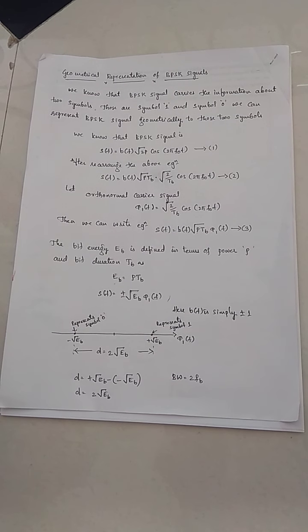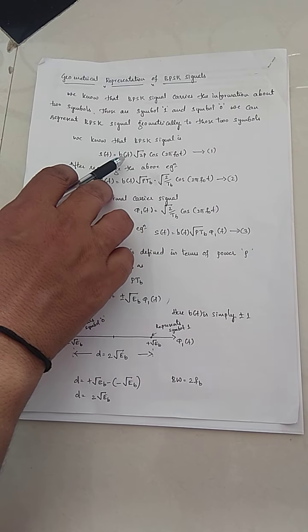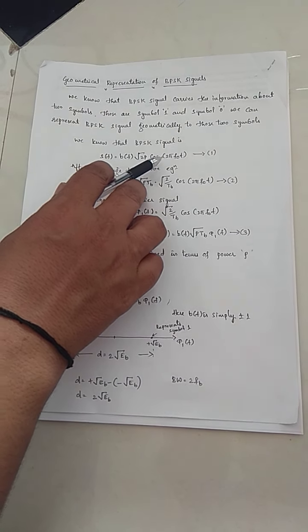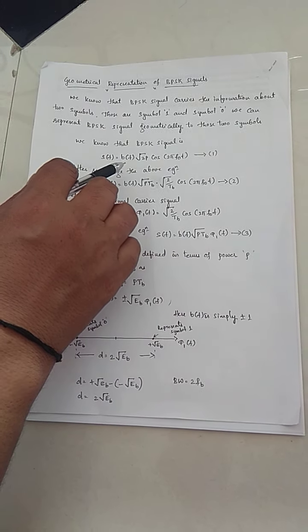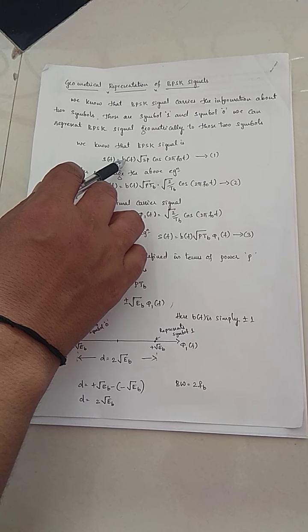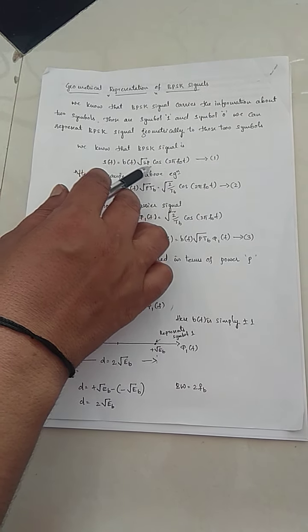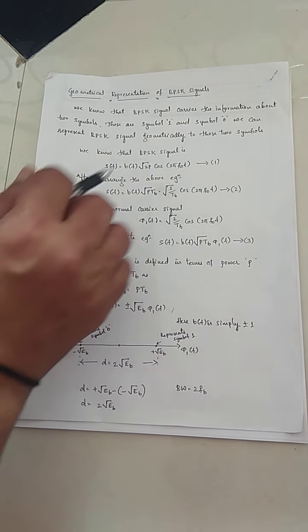We know that the BPSK signal is S of t equal to B of t times the square root of 2P cos 2 pi f naught t. Here the B of t value is either plus or minus 1. Here the P indicates the power. This is the carrier term. That is equation number 1.